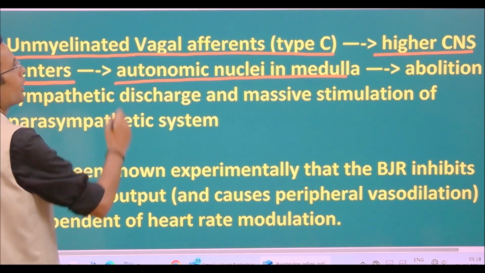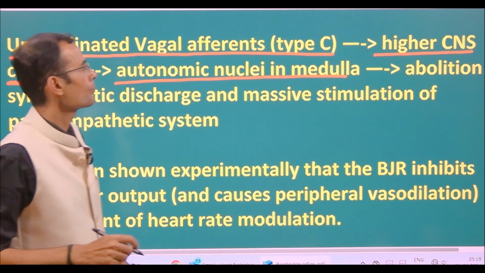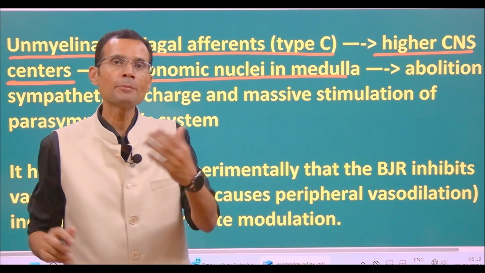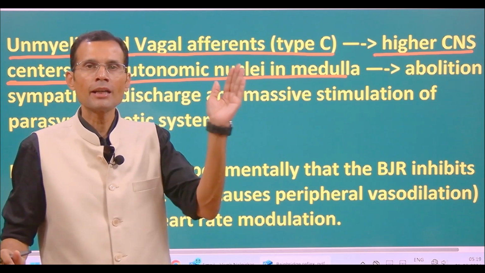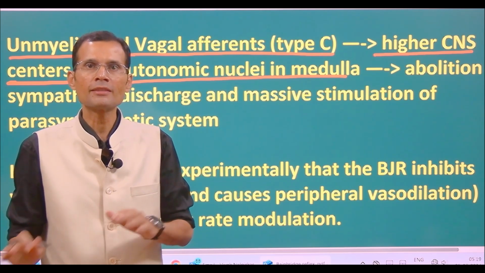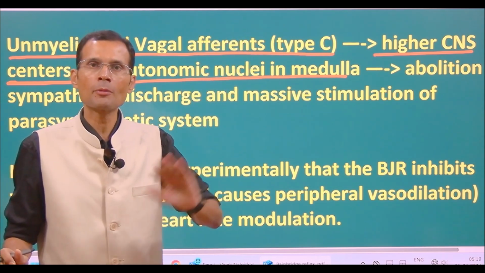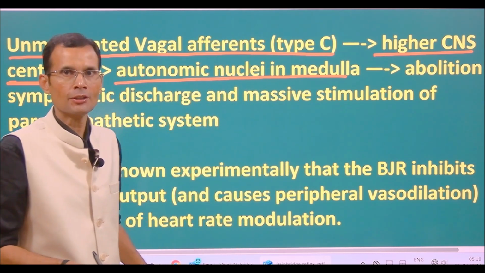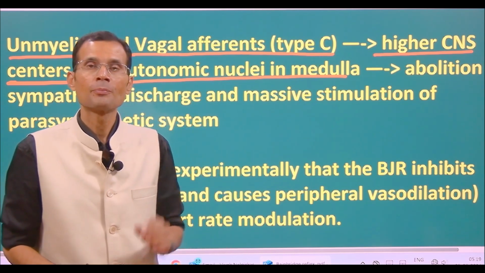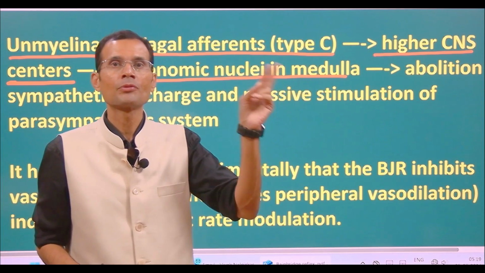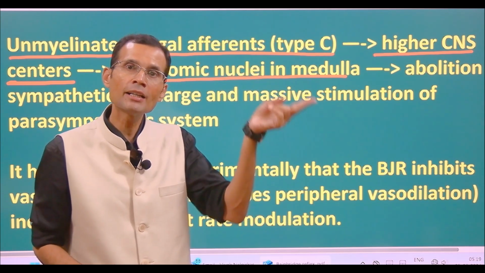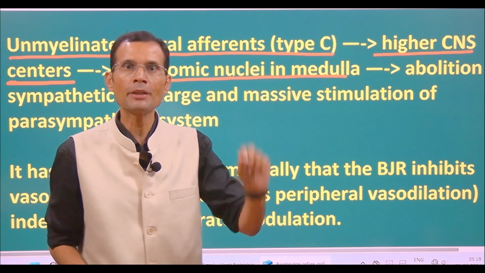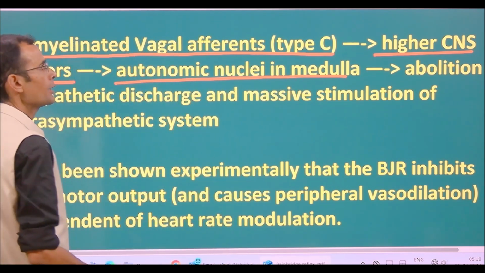All right. So unmyelinated vagal afferents and type C, you know this, that A alpha, A beta, A gamma, A delta, B and C, 6 types of nerve fibers, out of which A and B are myelinated, C is unmyelinated. We are talking about those type C fibers here. Again, one more difference. In the Bainbridge reflex, it will be initiated by the myelinated nerve endings, A or B type. Here, it's by C type.